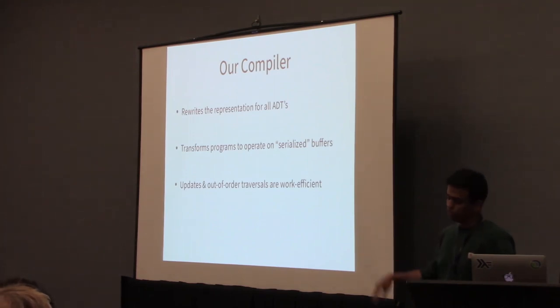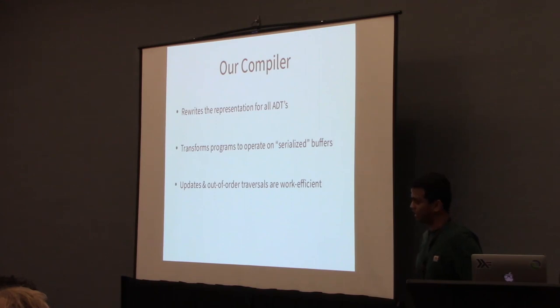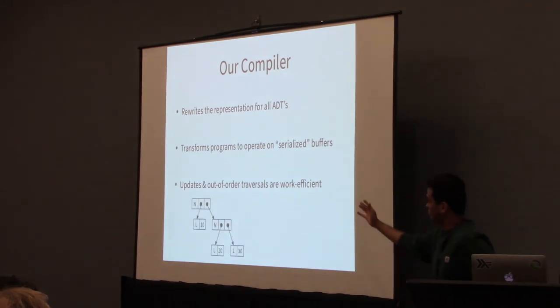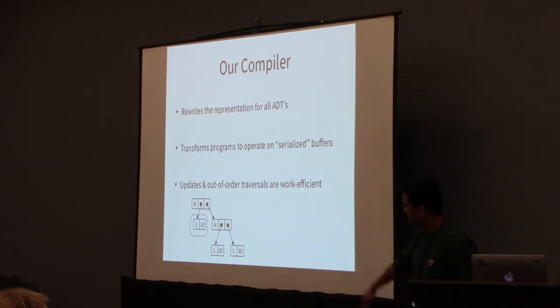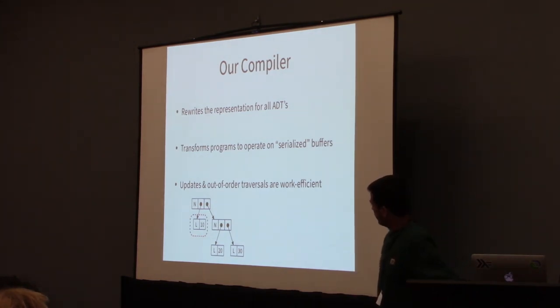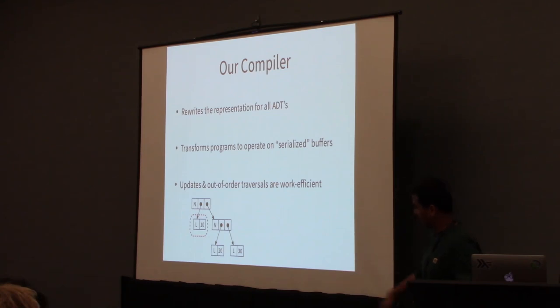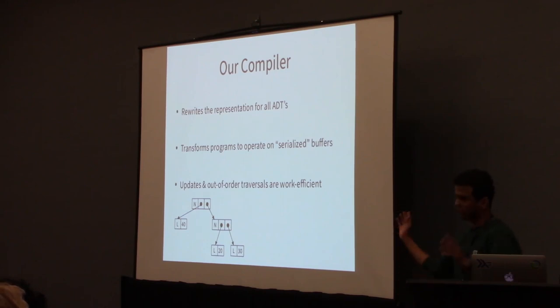As you might be wondering, updates on these sorts of representations are tricky to encode. Using a pointer-based representation, it's really easy to update this tree. If you want to update this to be 40 instead, you would just allocate a new node and update the pointer. And that's it, you've updated the tree.